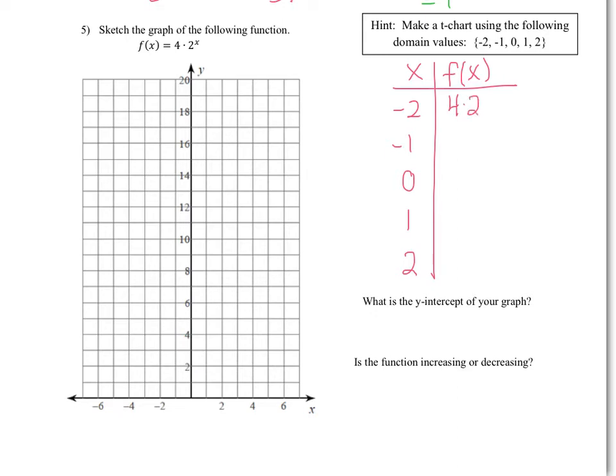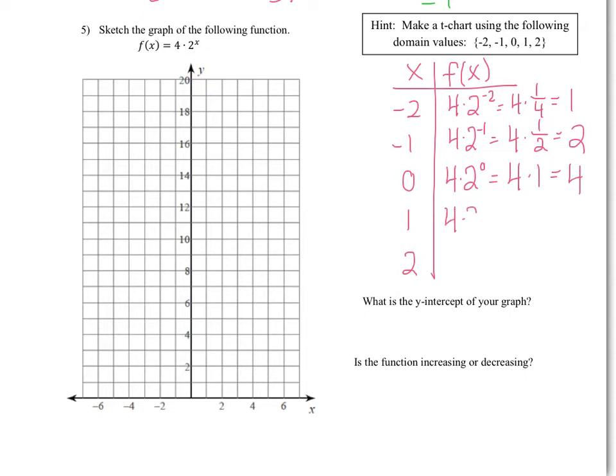So 4 times 2 to the negative 2nd is the same thing as 4 times 1 over 2 squared, which is 4, and 4 times 1/4 is 1. 4 times 2 to the negative 1st is 4 times 1 over 2 to the 1st, which is 2, and 4 divided by 2 is 2. 4 times 2 to the 0th is 4 times anything to the power of 0, except for 0, is 1, so 4 times 1, which is 4. 4 times 2 to the 1st is 4 times 2, which is 8, and 4 times 2 squared is 4 times 4, which is 16.